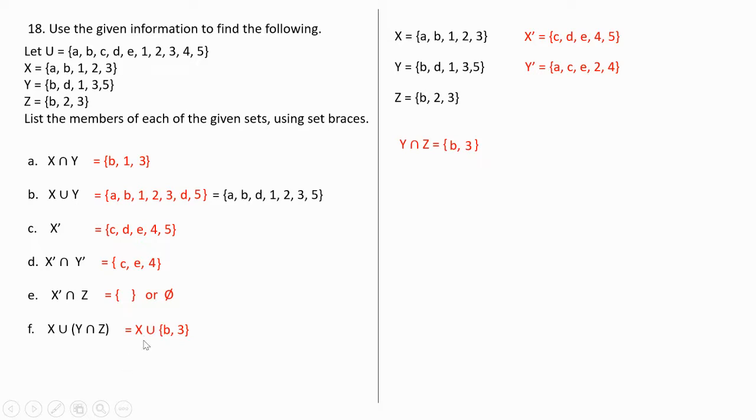Now here comes the union. So for union, we're going to put all the elements of X, right? The elements of X are going to be A, B, 1, 2, 3. Now we go to the one that we just did, the intersection of Y and Z. If it's already there, we're not going to put it again. Is a B there? Yes. Is a 3 there? Yes. That means that's your answer right there: A, B, 1, 2, 3.